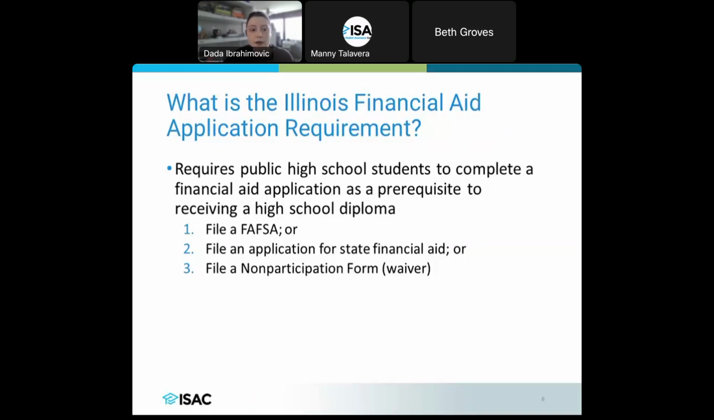So what is the Illinois financial aid application requirement? It just requires that public high school students complete a financial aid application as a prerequisite to receiving their high school diploma. So essentially a graduation requirement. That would be either they need to file the FAFSA, or if they are unable to file the FAFSA and are eligible for the alternative application for state financial aid, they would file that instead. If they are not able to complete either of them, or for whatever reason they decide they do not need a financial aid application, that third option would be to file a non-participation form, the waiver, and we'll go over that as well.